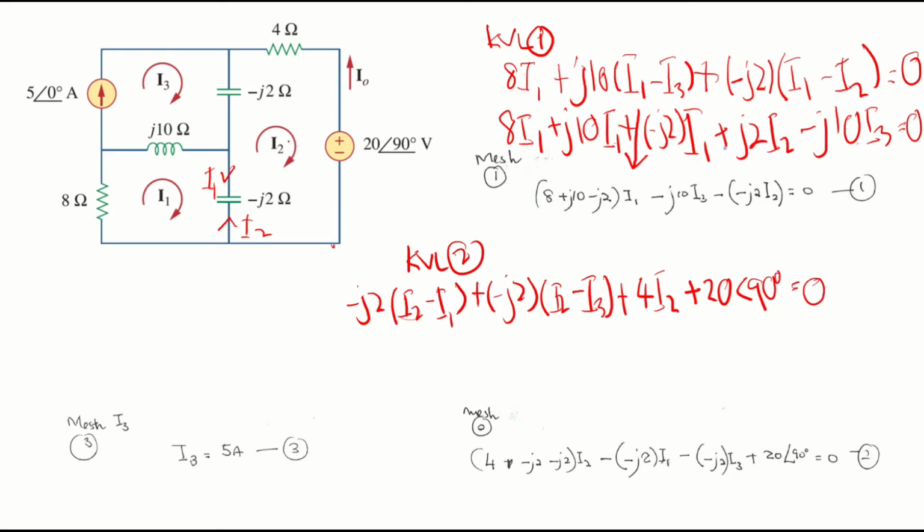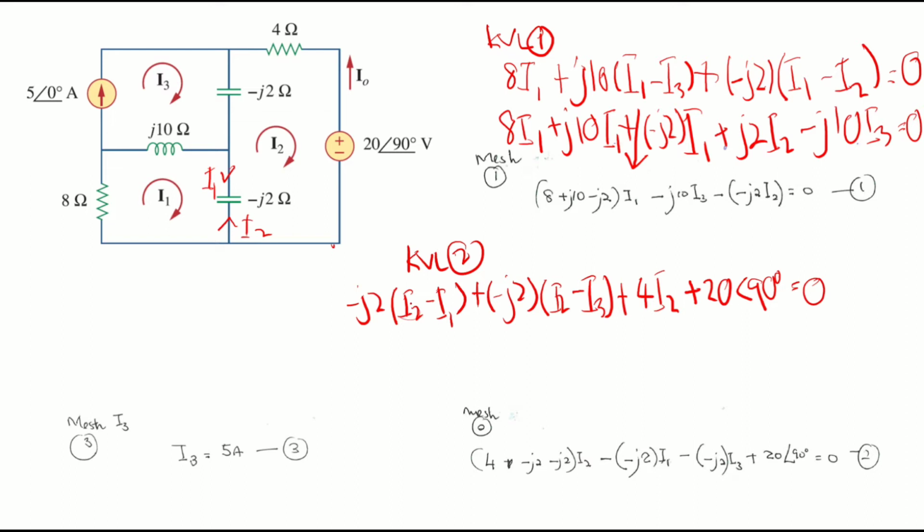So if you look at this, the current is basically flowing into the positive of the voltage source. So that's why we get a positive. If it goes to the negative, it will be a negative value.